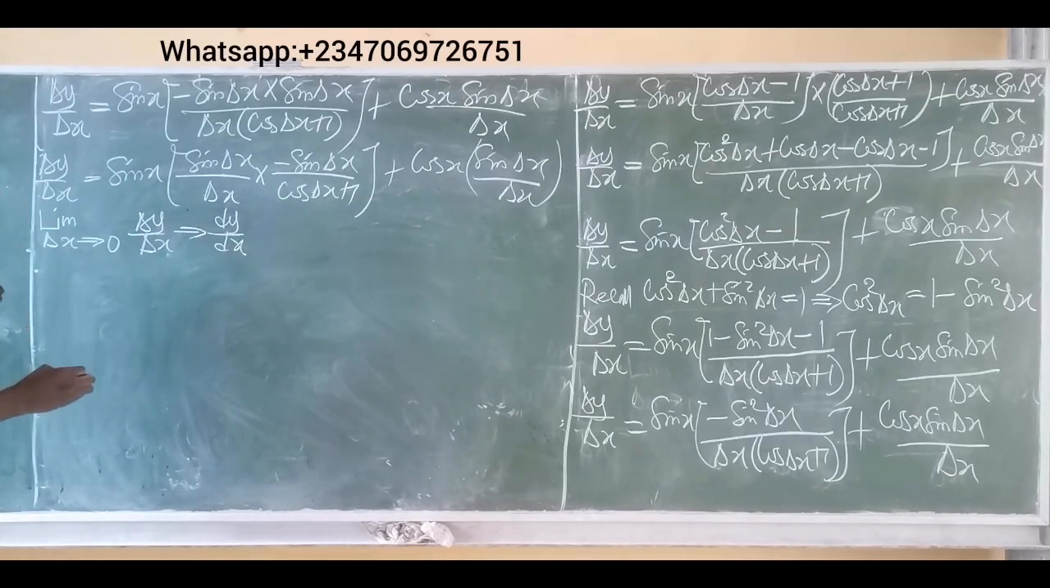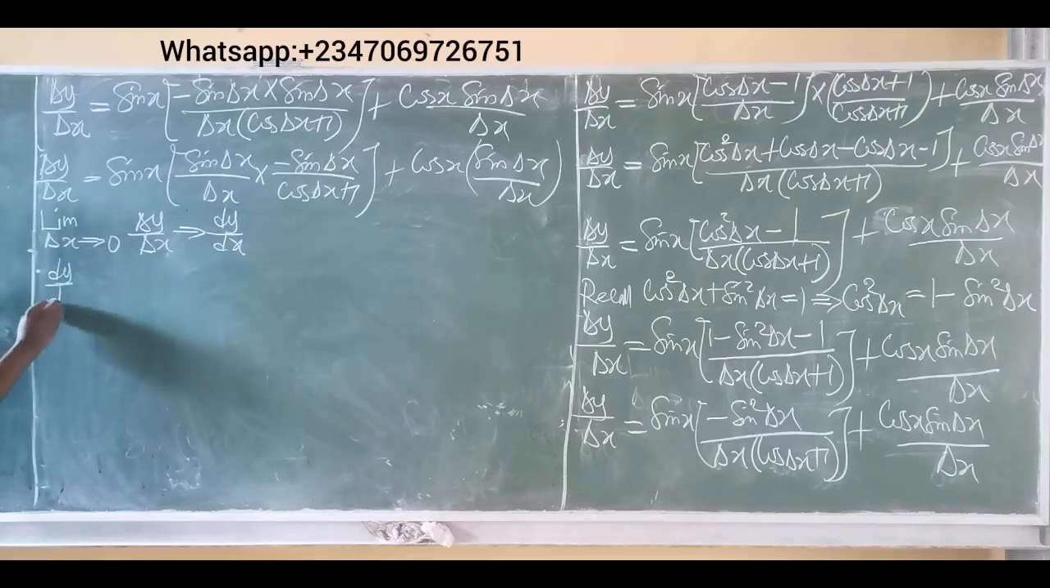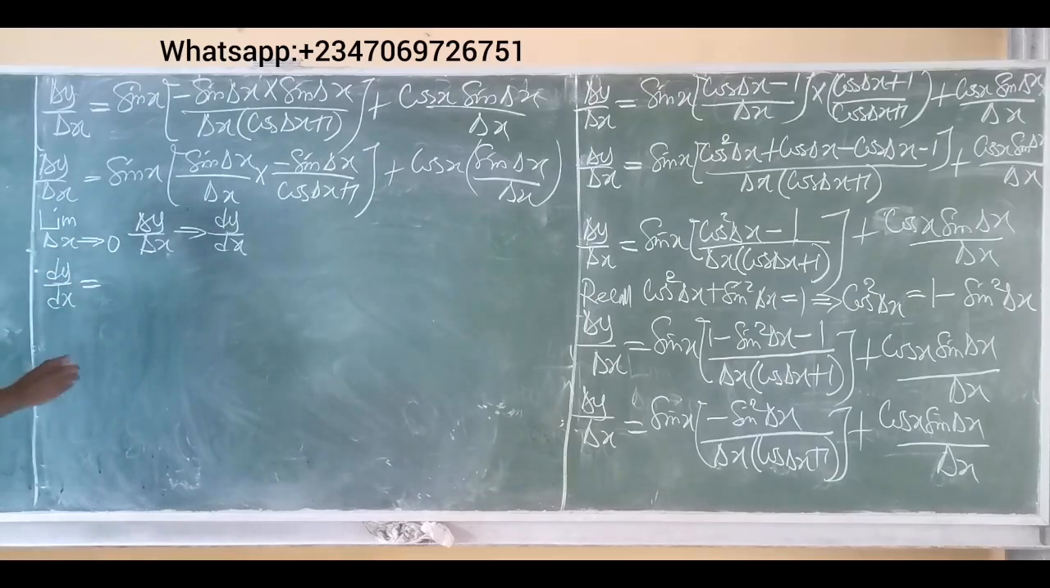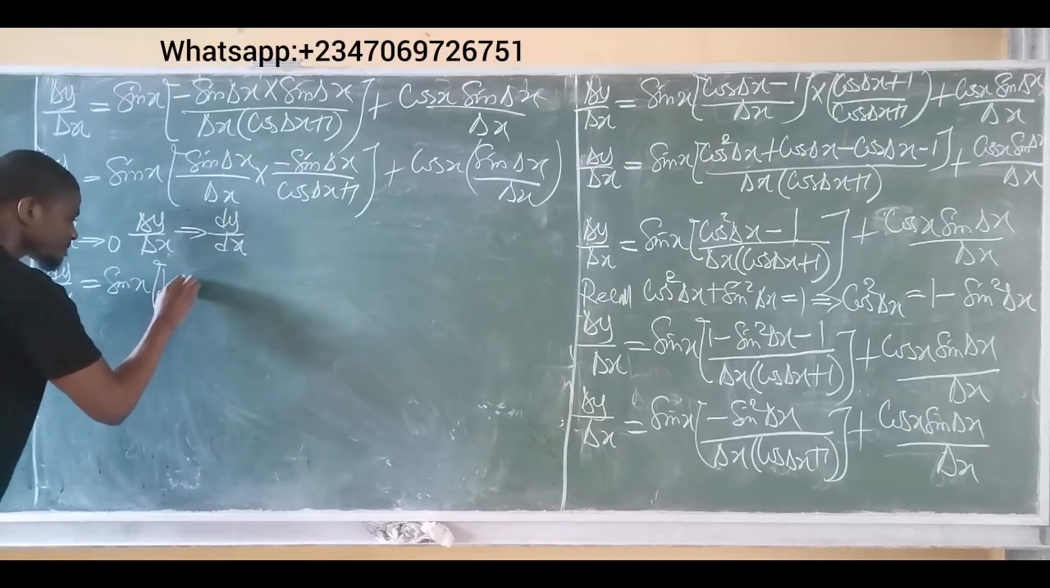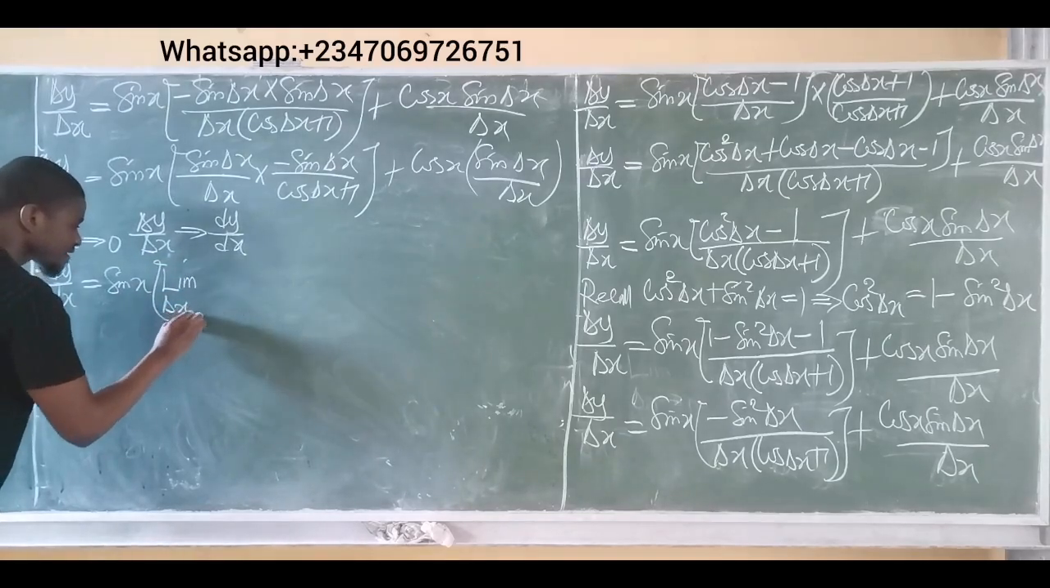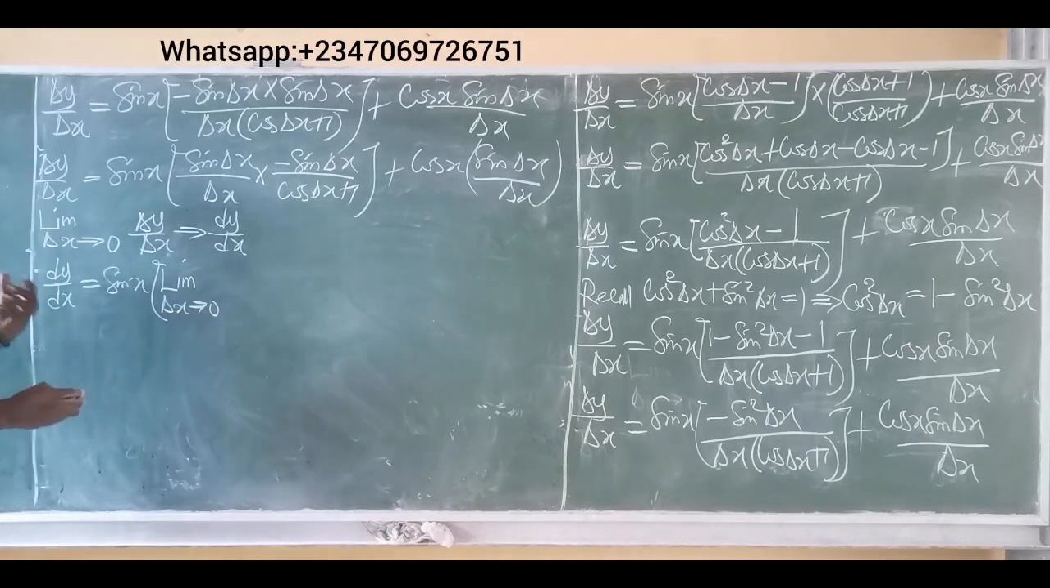Okay, so that simply means that if you take this limit, then change in y over change in x ceases to become change in y over change in x. Rather, it becomes dy over dx. So therefore, dy over dx is going to now be equal to, I have sine x multiplied through by the limit as change in x approaches 0. So I am doing this for all the terms that contain change in x.